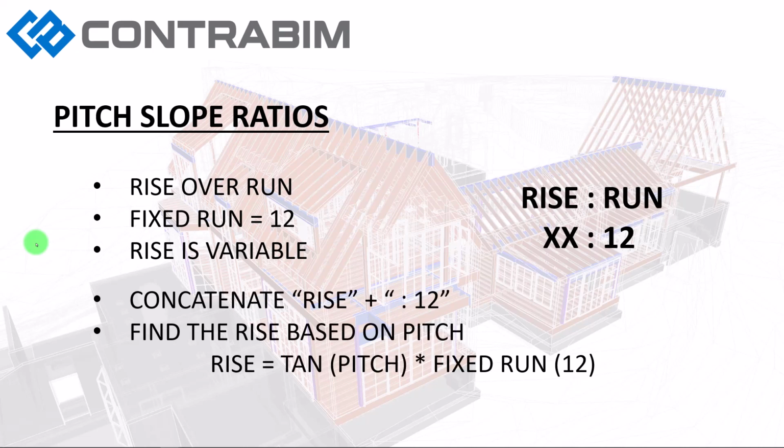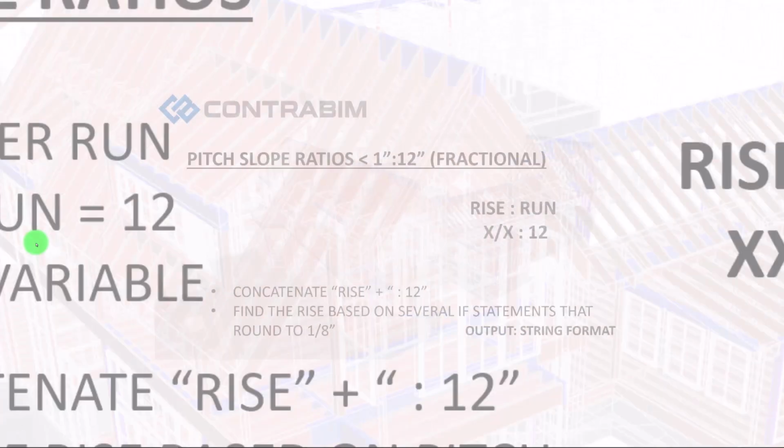It's going to be a little bit different, but will yield a similar type result that's just kind of the opposite. So in this case, we will set this up with a rise equals the tangent of our pitch multiplied by our fixed run, which in this case is 12, so that those units are alike. Okay. And of course, I'll put it again to a string.